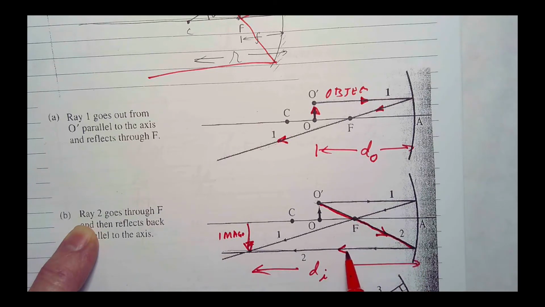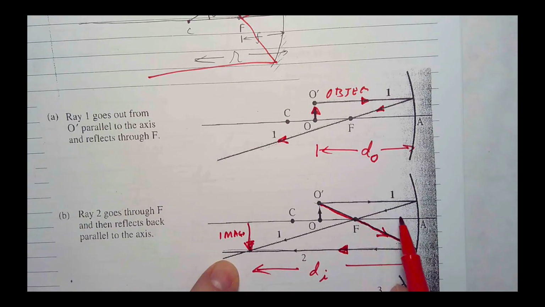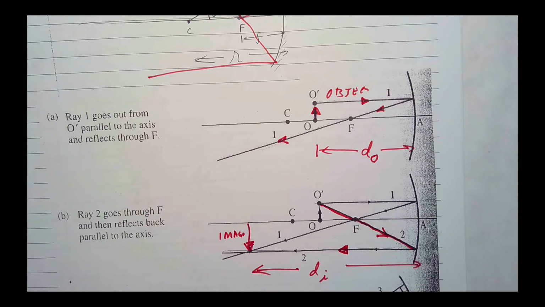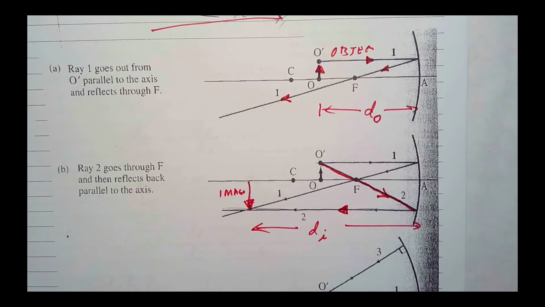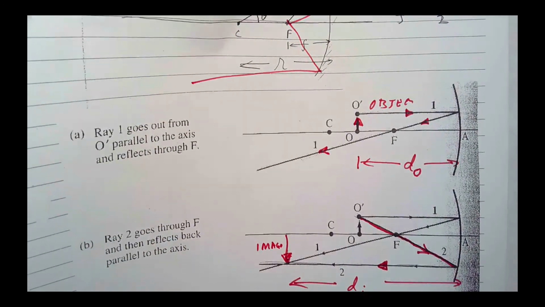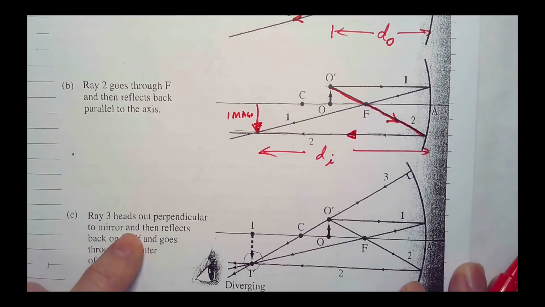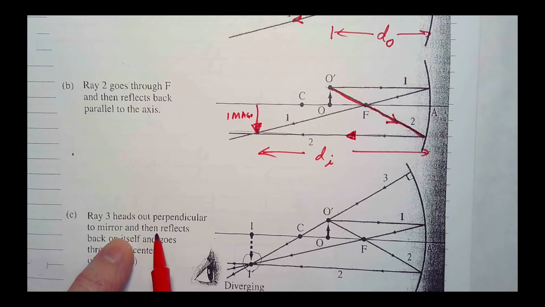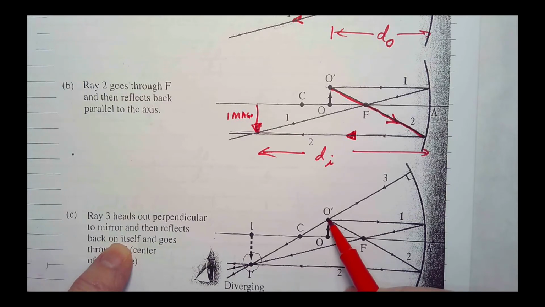So it goes there. Okay, where those two rays intersect, this ray and that ray, that's the image distance. So here's the image. Okay, we can check that with one more ray. Principal ray 3 goes out perpendicular to the mirror and it comes back on itself. So that's this one here.